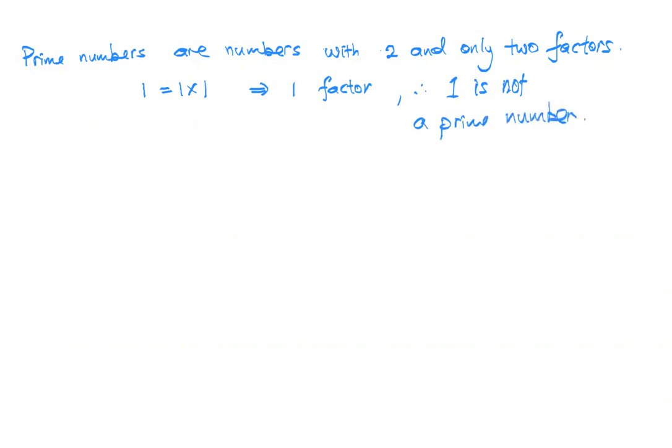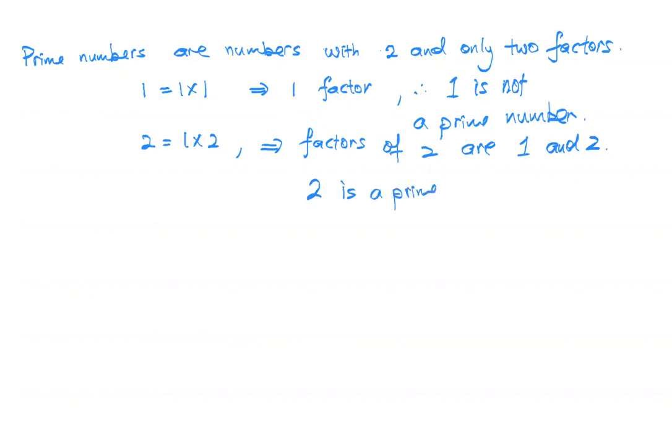You see or not? So 2 is 1 times 2. So factors of 2 are 1 and 2. So 2 is a prime number. Okay? Got it? So it must have 2 and only 2 factors. It cannot be more, it cannot be less.